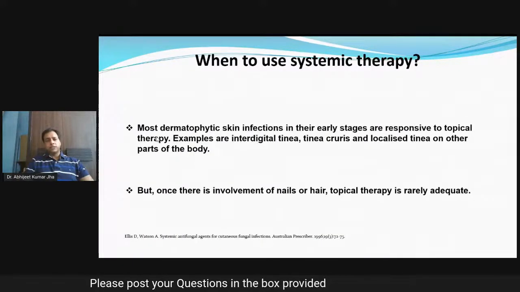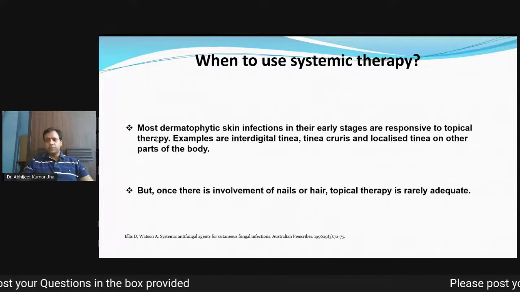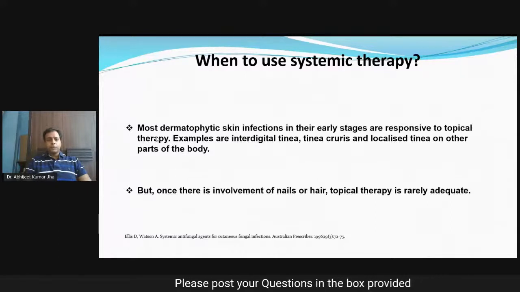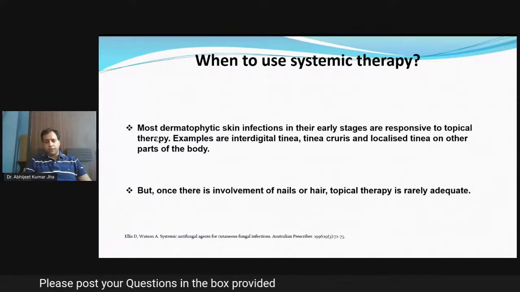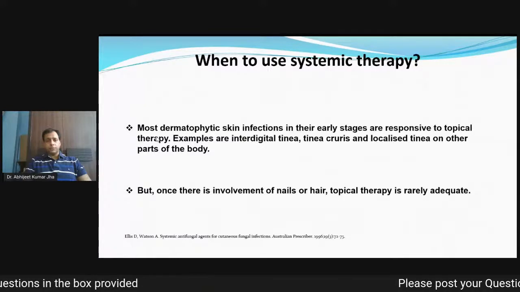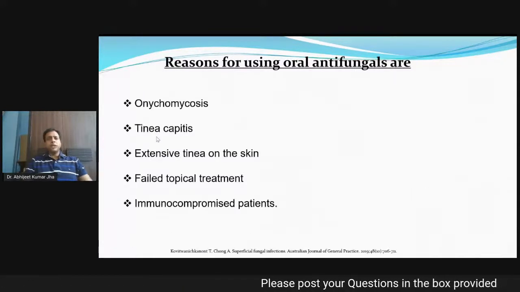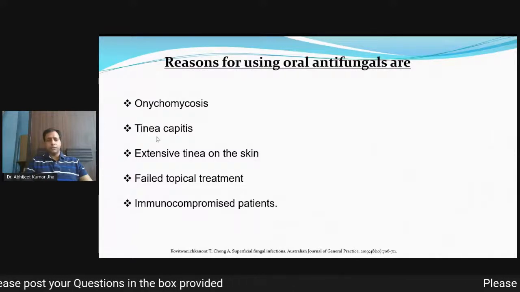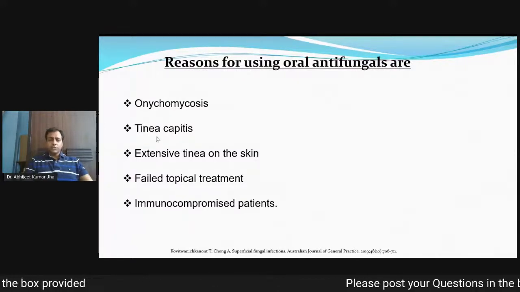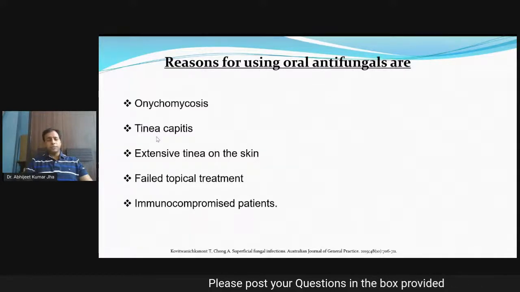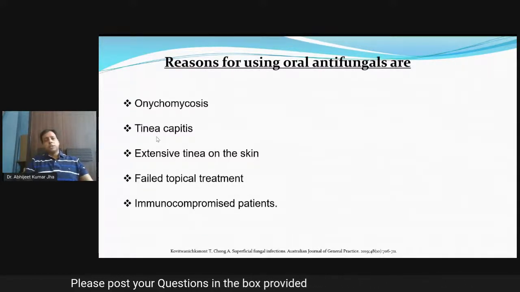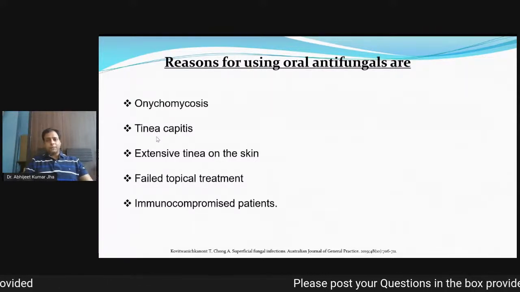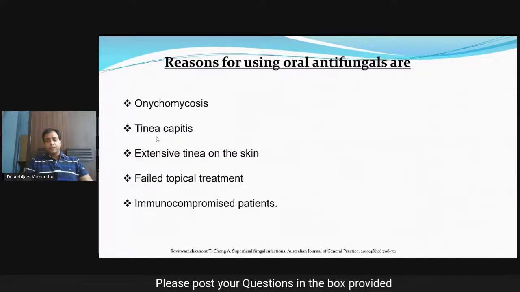Most dermatophytic skin infections in their early stage are responsive to topical therapies. Examples are interdigital tinea, tinea cruris. But once there is involvement of nails or hair, topical therapy is rarely adequate. Now, reasons for using systemic antifungal agents are onychomycosis, tinea capitis, extensive tinea, failed topical treatment, immunocompromised patients. We also see a lot of tinea incognito patients in our setup where patients come to us with application of topical corticosteroids given as an OTC, and this has also led to resistance these days.